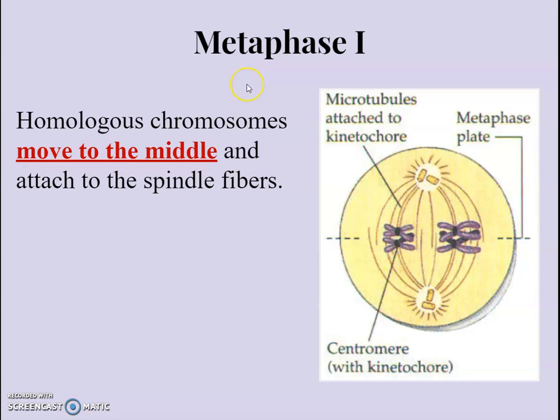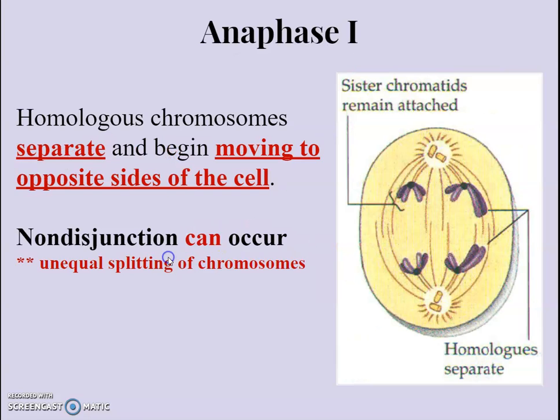So in metaphase 1, the first time it goes through metaphase in meiosis, the homologous chromosomes are going to move to the middle and attach to the spindle fibers. So they're going to still go together in their homologous chromosomes. They're still paired up, and they're going to meet in the middle of the cell, just like in regular metaphase.